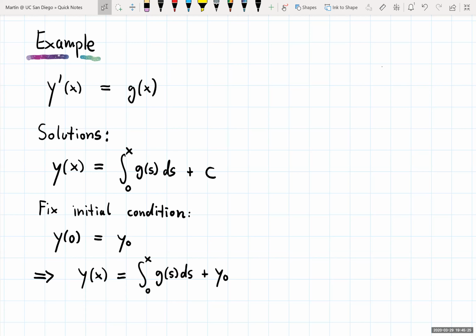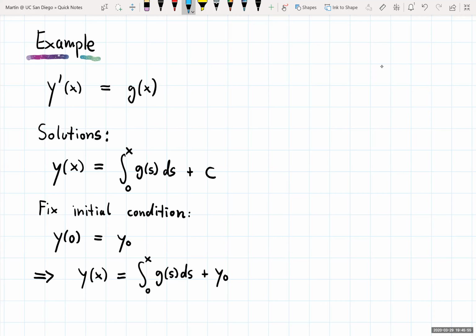Okay, let's take a look at a very simple example of a differential equation. In fact, this example is almost completely trivial. Namely, we're looking for a function, y, and what we know about this function is that the first derivative of y equals g of x, where g is some function.